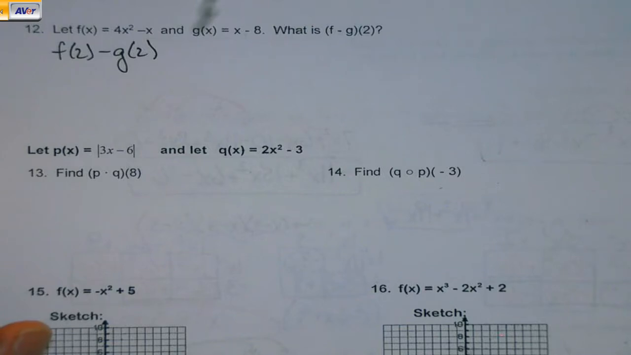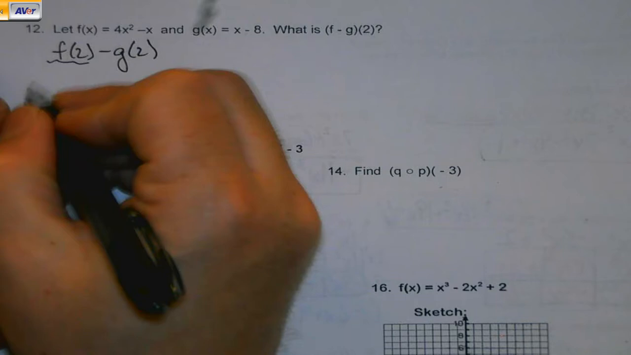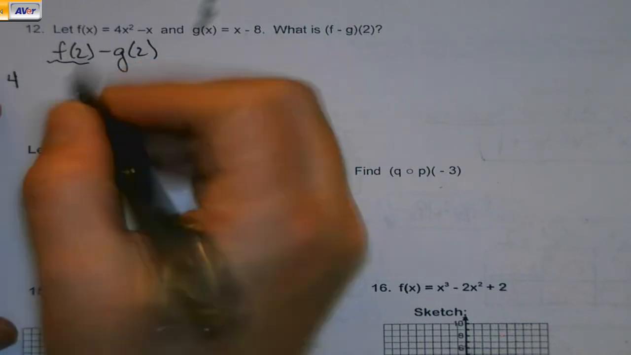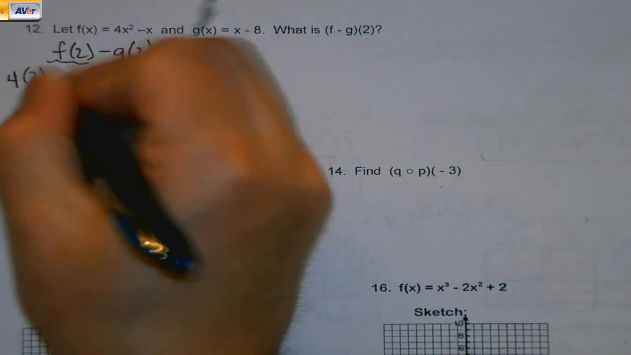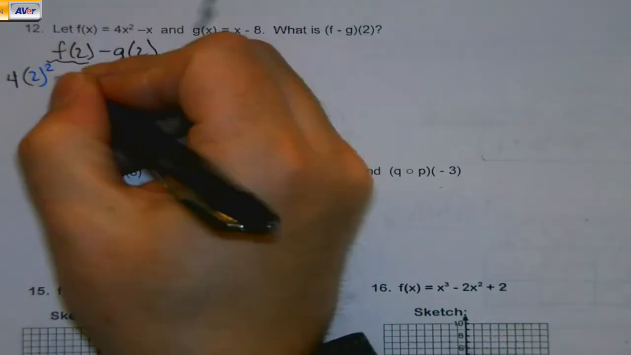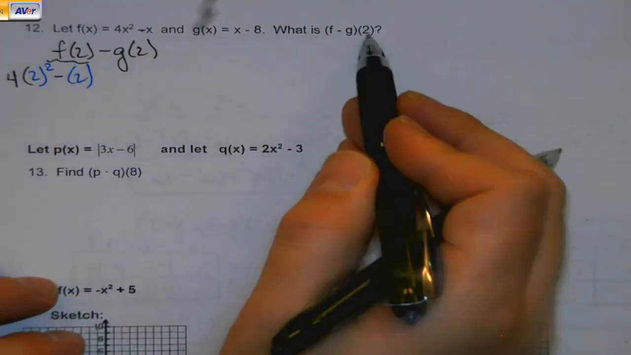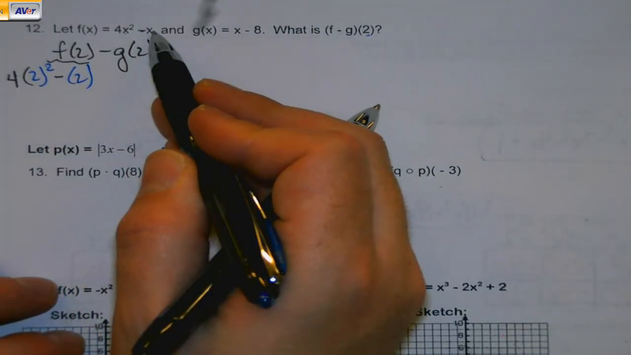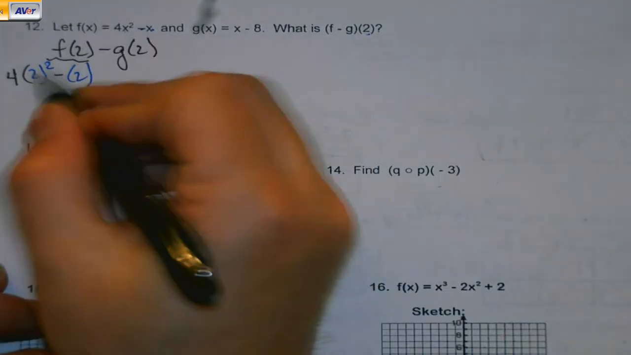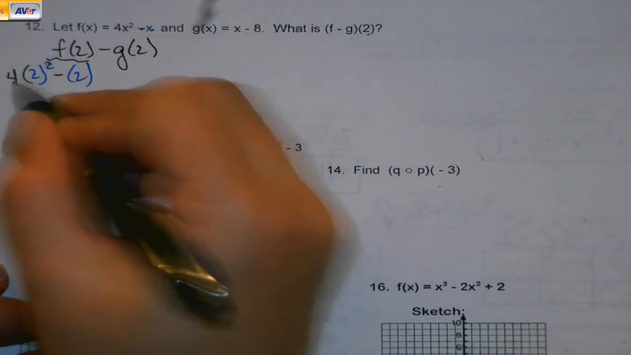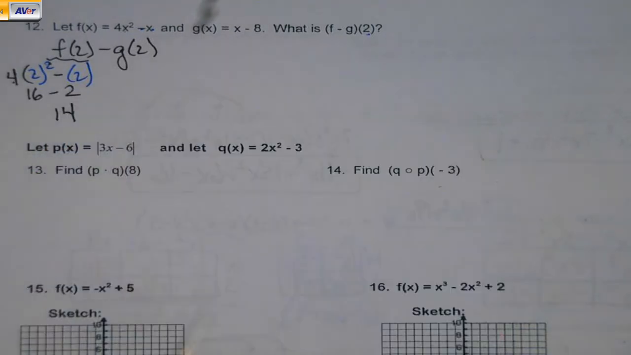You're like, okay, well, what would that look like? Well, f of 2 would be 4 times 2 squared minus 2. I'm just plugging in the 2, each place where the x is. And then I could simplify this. 2 squared is 4. Times 4 would be 16 minus 2. So my f of 2 would be 14.